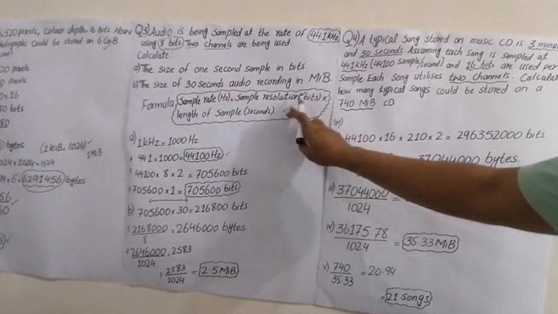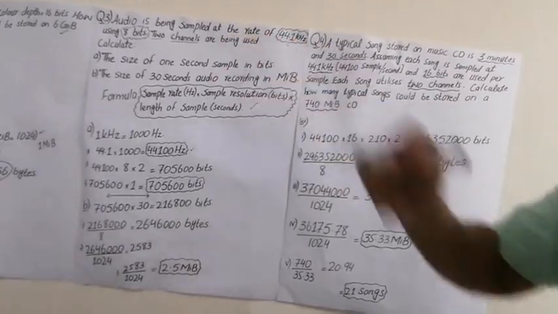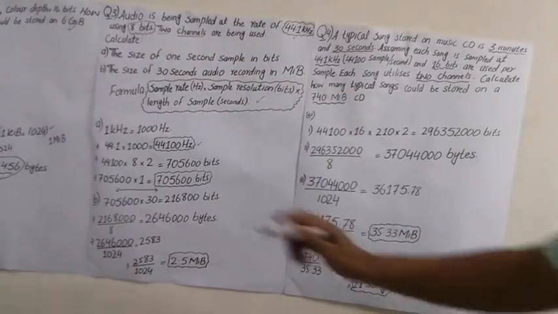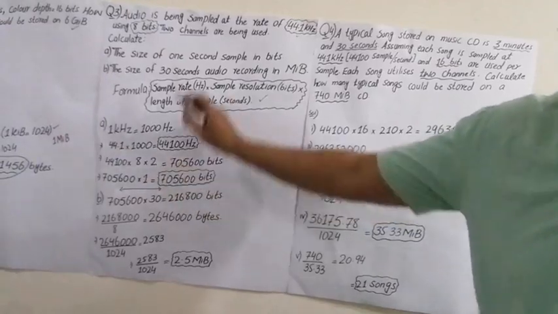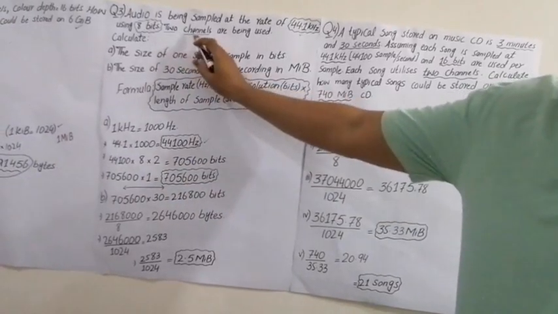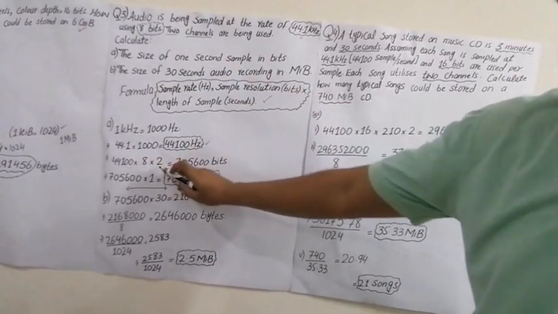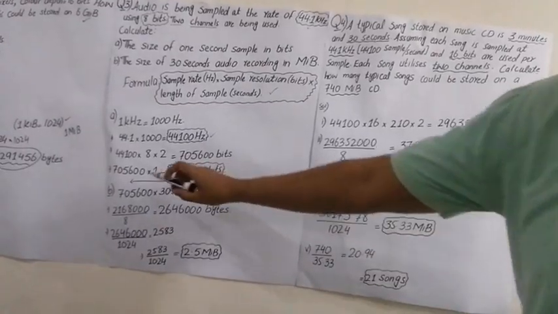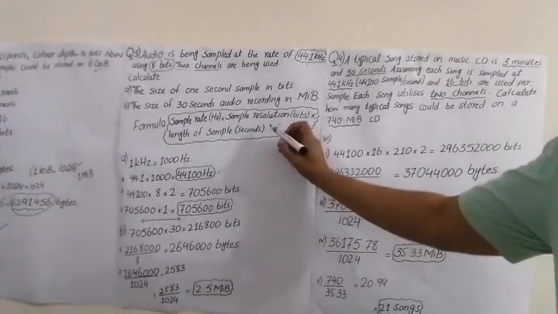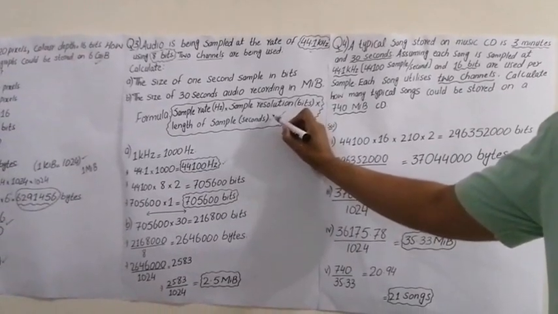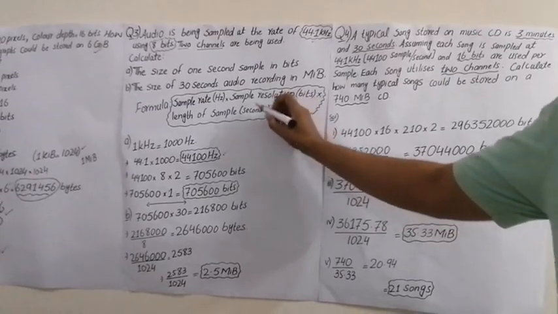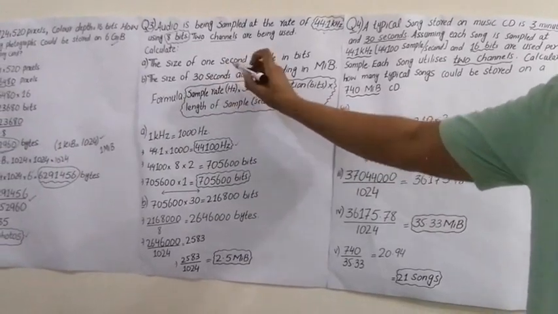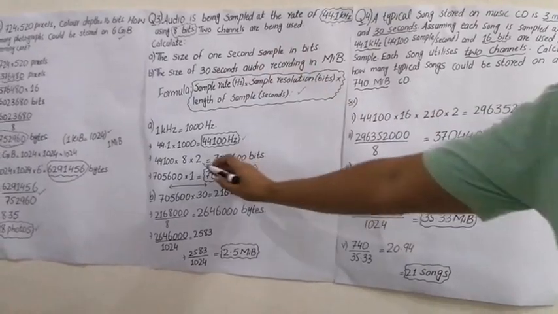Next we have sample resolution, that is the value given here in bits, right? 8 bits. So we have written it here. Next up, how many channels are being used? 2 channels. So we have written the 3 values here. And next, let's multiply these values. There is one more value, as you can see here, length of sample in seconds. This time in seconds will come when we move to part B, because in part A we have just 1 second.